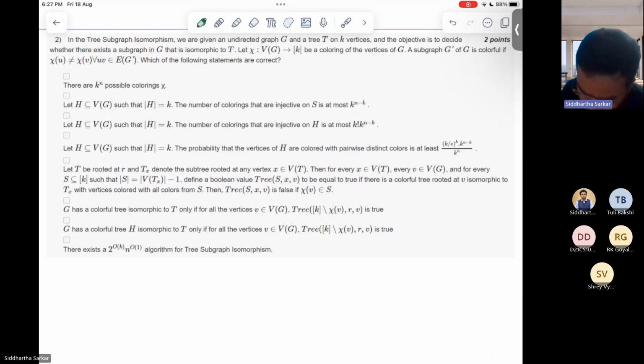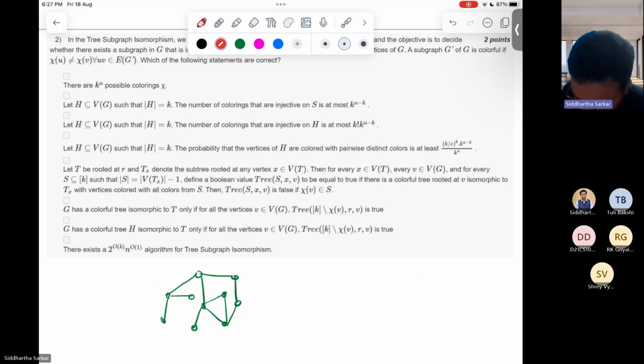So yeah, we have this graph which is G. I'm just taking an instance. Let us say this is a graph, and for this graph there is a proper coloring using K colors. Proper coloring means no two adjacent vertices get the same color.